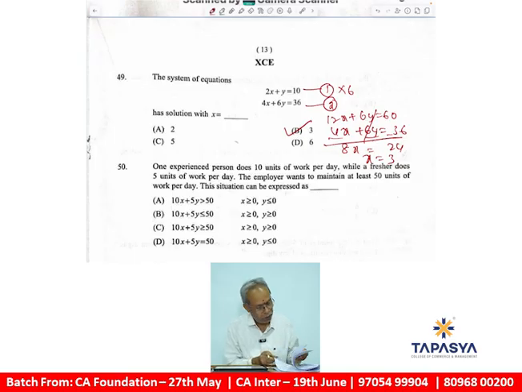The next question is: one experienced person does 10 units of work per day and the fresher does 5 units per day. But how many units the experienced person did, we don't know. So here you can introduce variables: x units, and for the fresher you can take y. At least 50 units means greater than or equal to, therefore 10x plus 5y is greater than or equal to 50. So the answer is C.